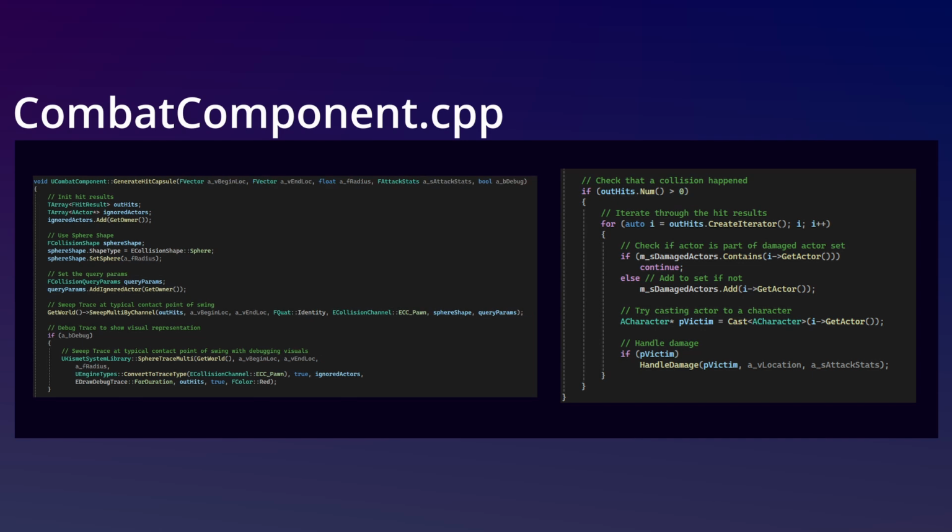Looking at the generate hit capsule, it is pretty much the same process as the sphere, however this time we're sending in a beginning location and an end location. Aside from that, the logic is pretty much the same as the sphere trace.